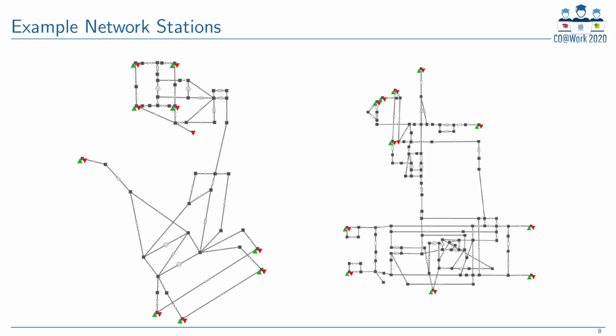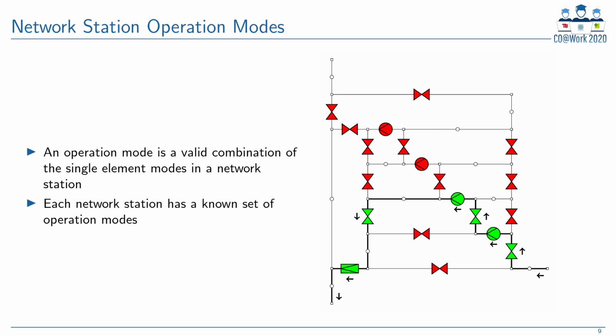Here you can see two examples of very complex network stations. They contain multiple compressor stations and regulators, as well as plenty of valves to be able to link the connected pipelines in different ways. However, not all of the theoretically possible mode combinations of the single elements in a network station are allowed. For example, it is not feasible to have an actively running compressor station surrounded by closed valves. Hence, each network station has a set of valid mode combinations of all contained active elements. These are called the operation modes of the network station.